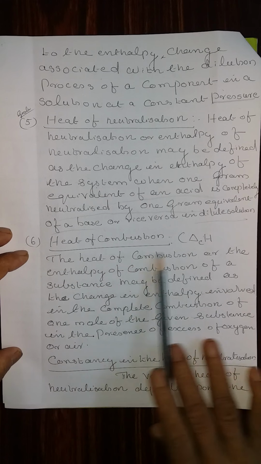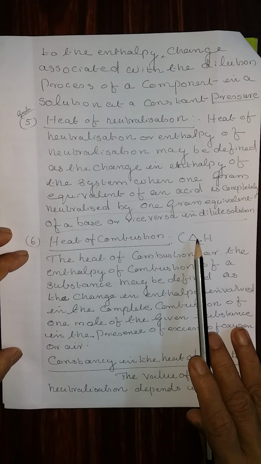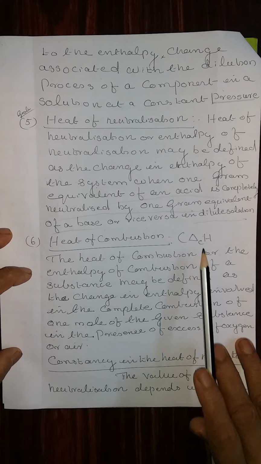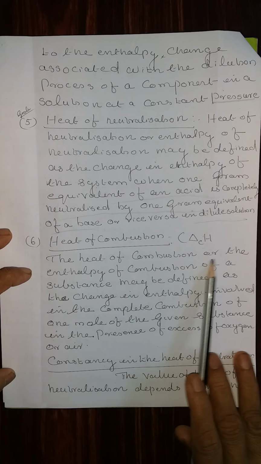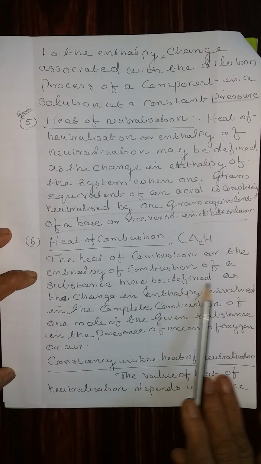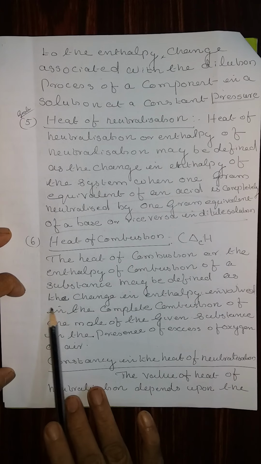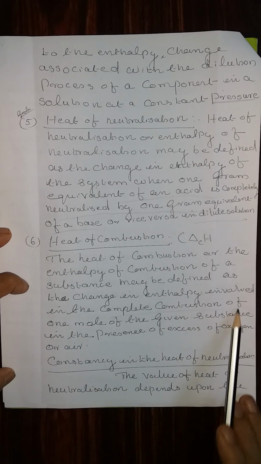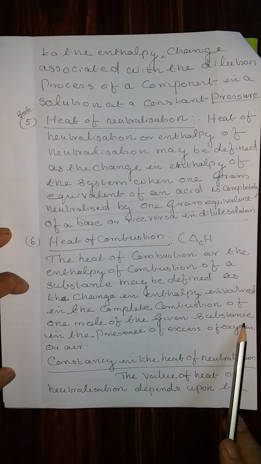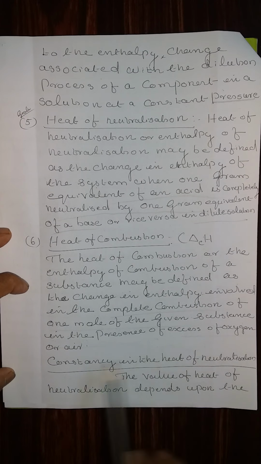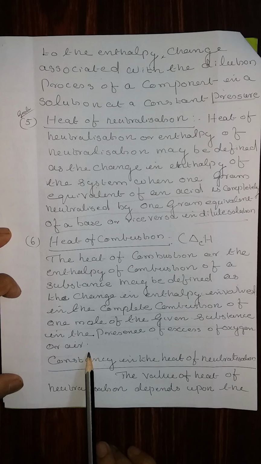Now, heat of combustion. Representation is delta CH. C represents the combustion. The heat of combustion or the enthalpy of combustion of a substance may be defined as the change in enthalpy involved in the complete combustion of 1 mole of a given substance in the presence of excess of oxygen or air.